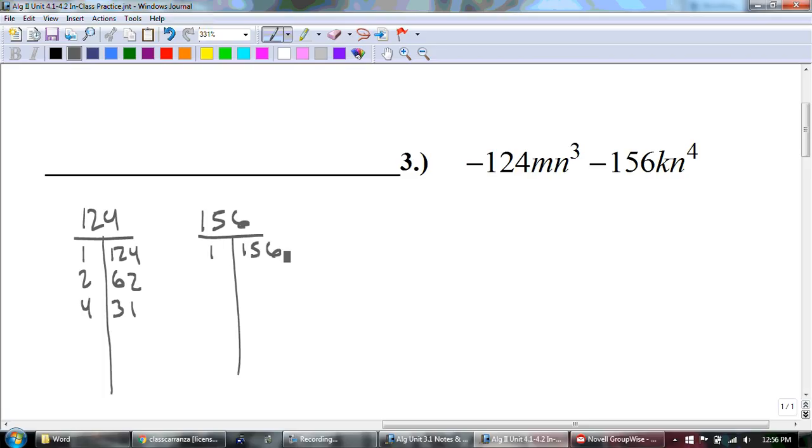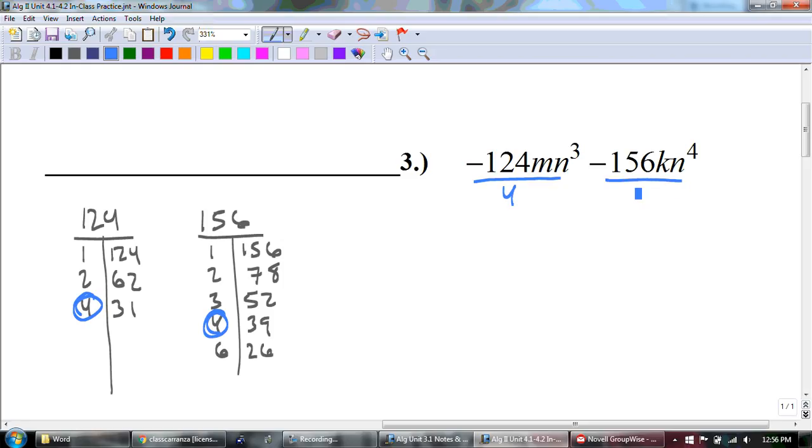So it's 1 and 156, 2 and 78, 3, good, 3 and 52, 4, good, 4 and 39, 6 and 26, and yeah, that's it. Okay, so the GCF, what they both have in common, is 4.